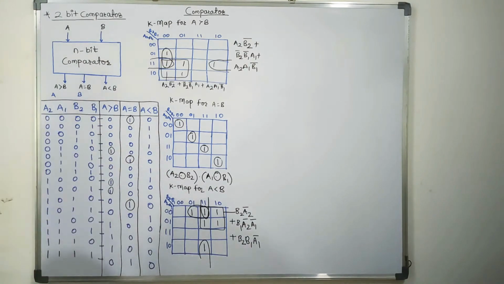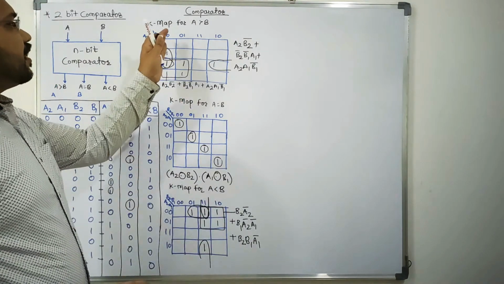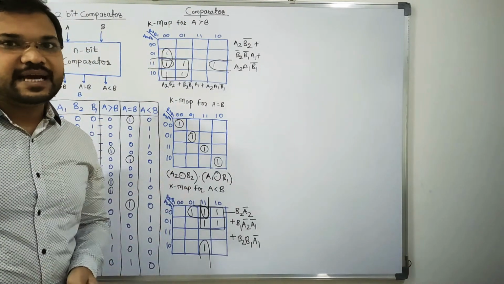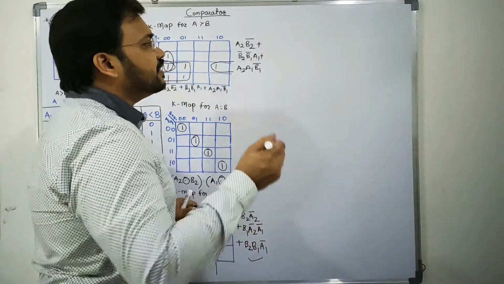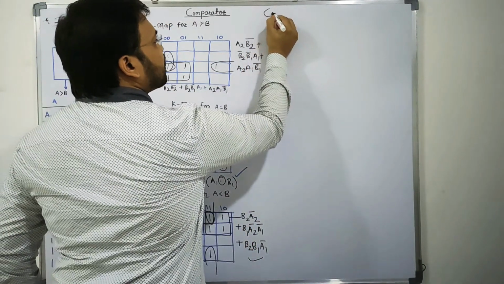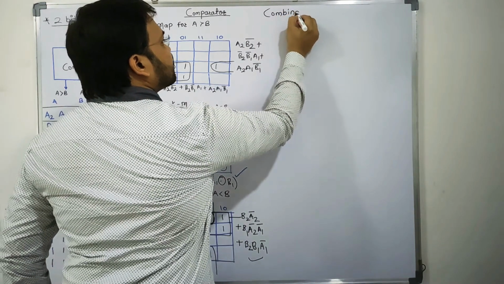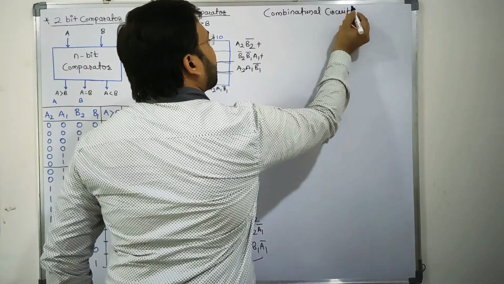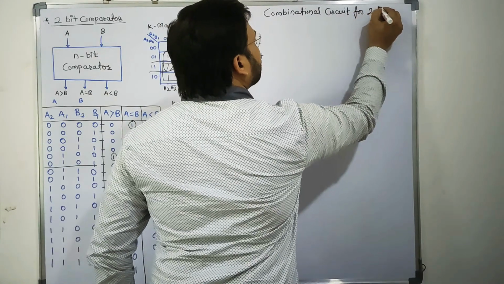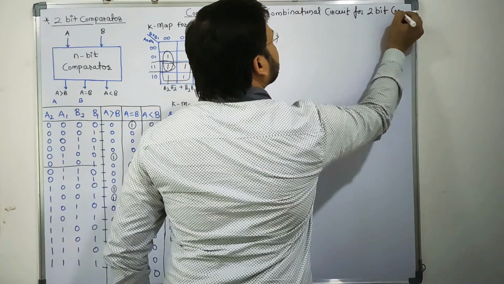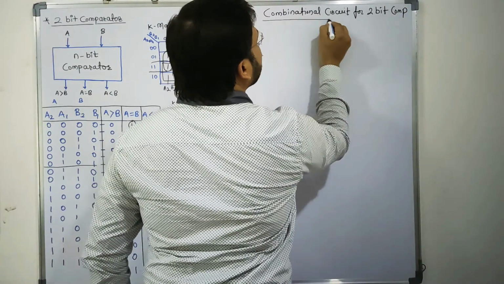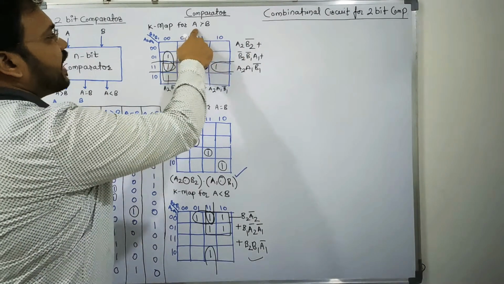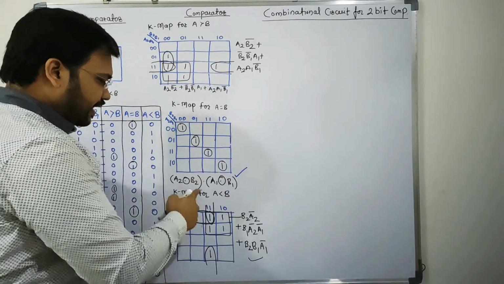So in this way we have the functional equation for A is greater than B, A is equal to B, and A is less than B. Now to draw the combinational circuit for the 2-bit comparator, first of all we have to check the equation for A is greater than B, A is equal to B, and A is less than B.